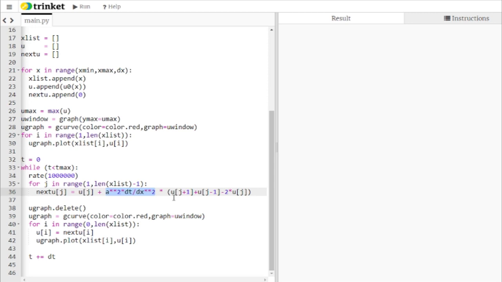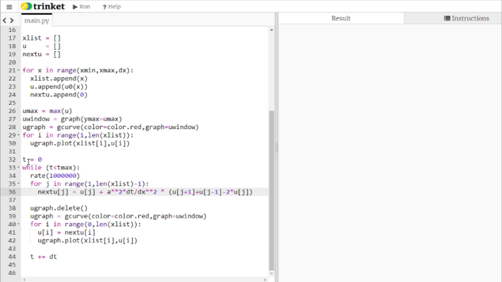So this is just the numerator of that second derivative: the u j plus 1, the u to the right, plus the u to the left, minus 2 times u at the current point. And then we're going to add on to that u j. So this is our difference equation. This is the differential equation, just written in difference equation form.